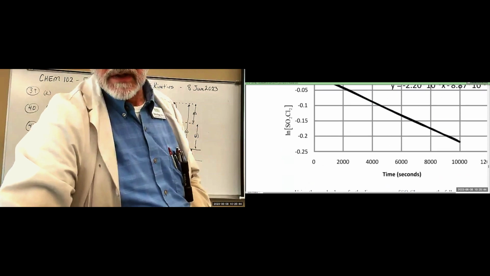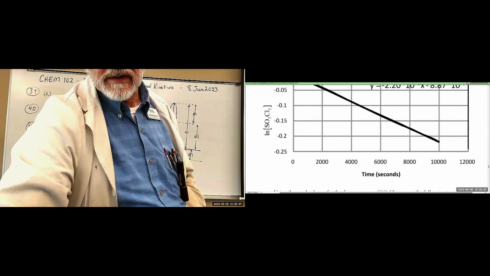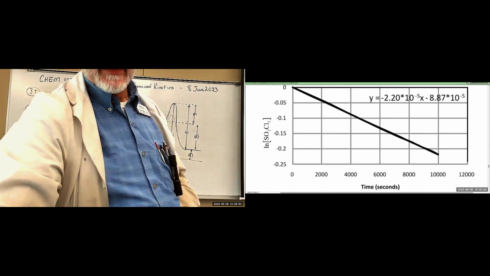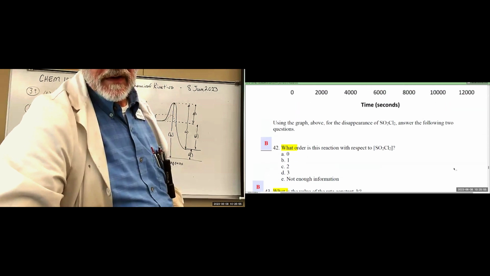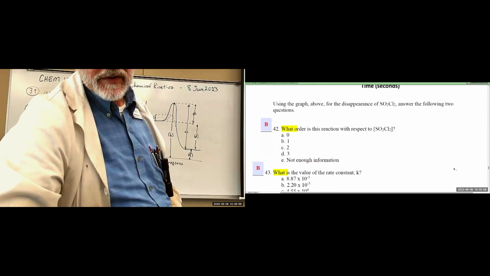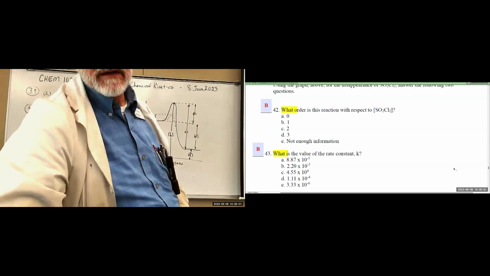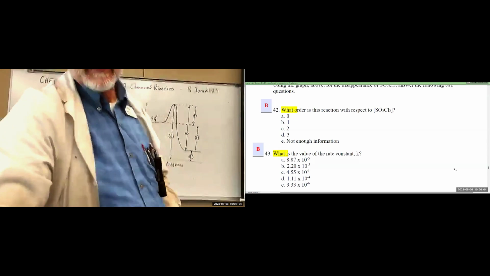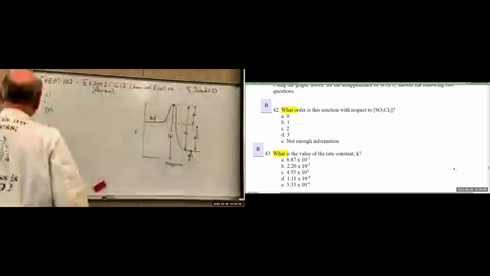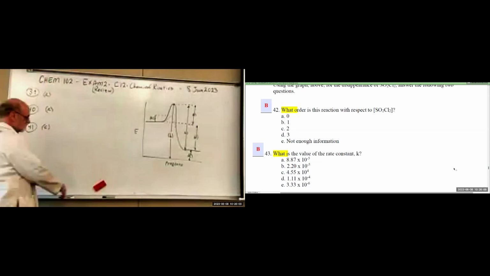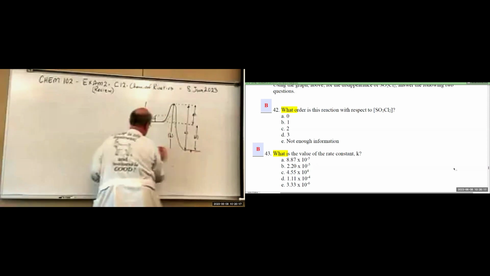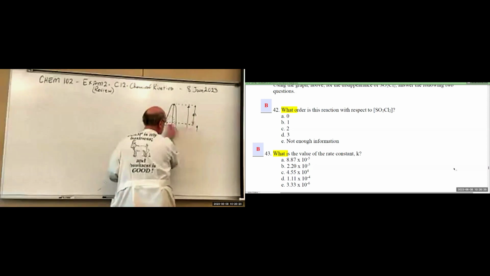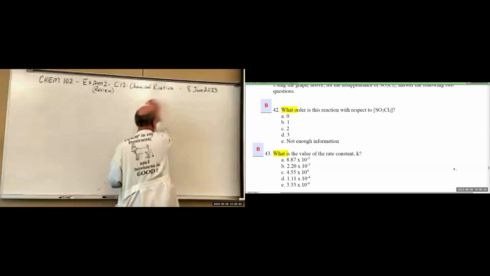Let's see. Scooch this over a little bit. There we go. And instead of drawing this one on the board, we're going to answer the following two questions. I'm going to have to scroll back to it. What was 40 and 41? Sorry. 40 is A and 41 is C. Instead of trying to draw the next graph up there, I'm going to put the questions up and then we're going to go back to the graph.